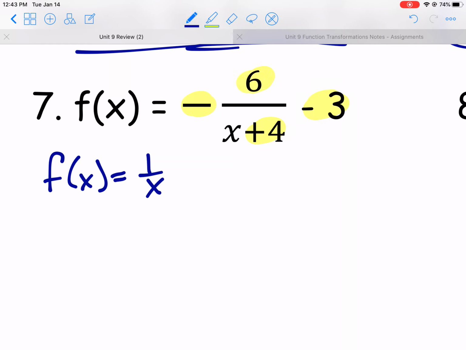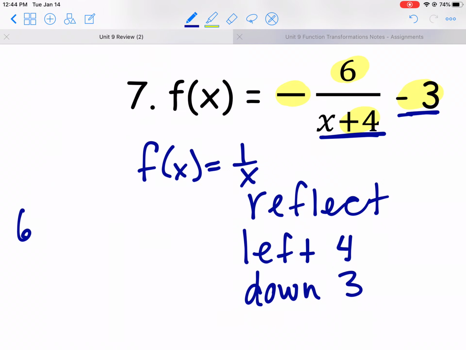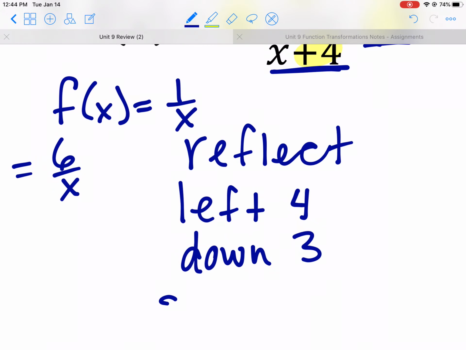Okay, so that negative in front is telling me to reflect across the x-axis. The plus 4 here that's right by the x, so that's like it's inside the function, that's telling us left 4. We have a minus 3 out here, so that's down 3. And then the 6 could be confusing, but I want you to know that 6 times 1 over x can be written as 6 over x. So it is our a value. It's the thing that we're multiplying by. So this is a stretch by a factor of 6.